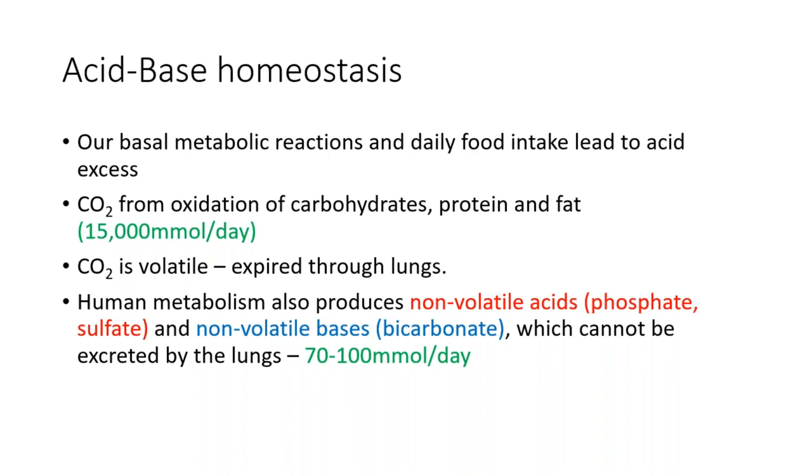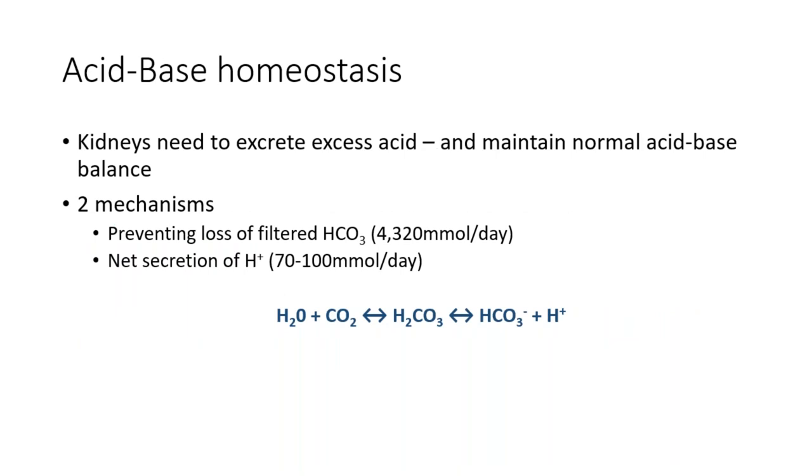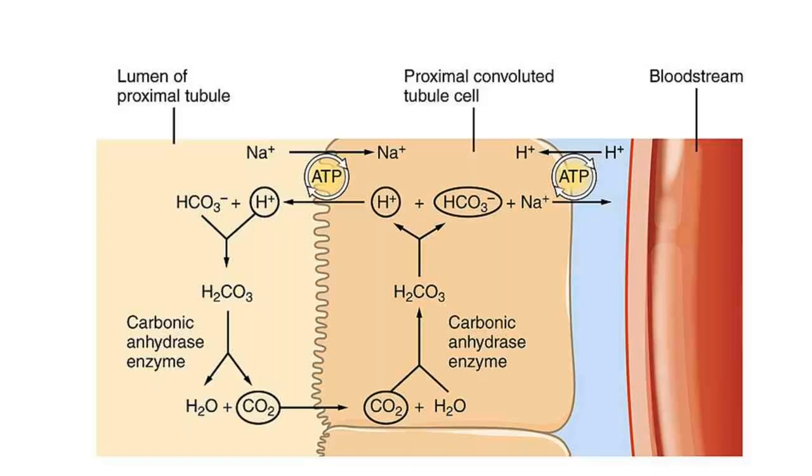And this primarily happens in our kidneys. So kidneys excrete excess acid, and they are responsible for maintaining normal acid-base balance. There are two mechanisms primarily where this happens: in the proximal tubule and distal convoluted tubule. In the proximal tubule, we prevent the loss of filtered bicarbonate. We're essentially reabsorbing bicarbonate in the proximal tubule. And we also have a net secretion of acid as well, primarily occurring in the distal convoluted tubule.